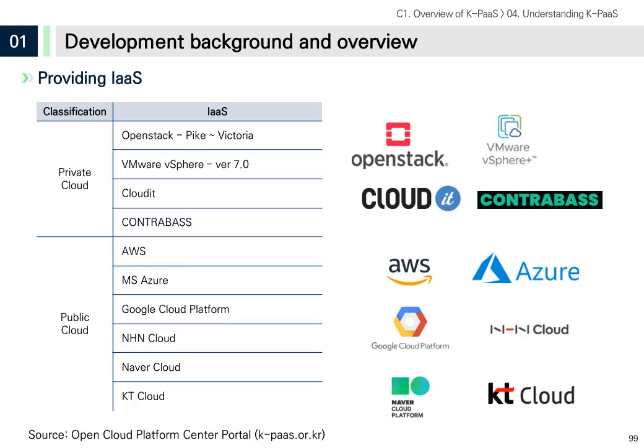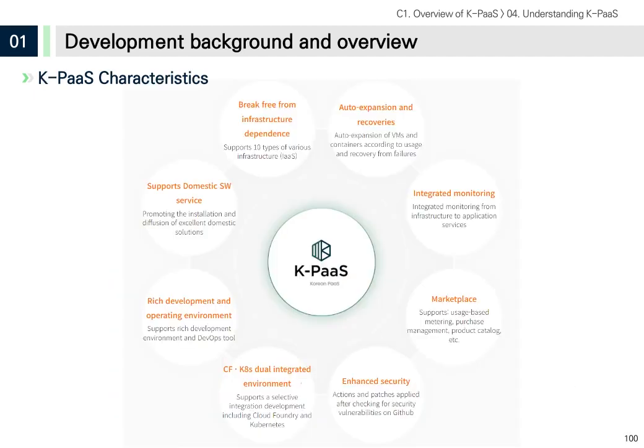Private clouds are OpenStack, VMware vSphere, etc., and public clouds are AWS, MS Azure, Google Cloud Platform, etc. There are 8 characteristics that can summarize K-PaaS. First, breaking away from infrastructure dependency. It supports 10 different types of infrastructure.